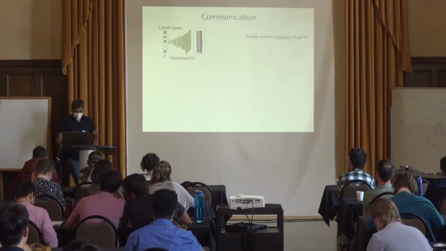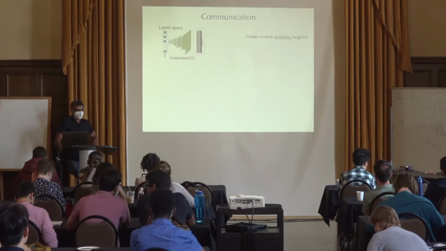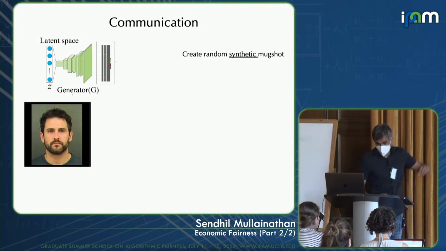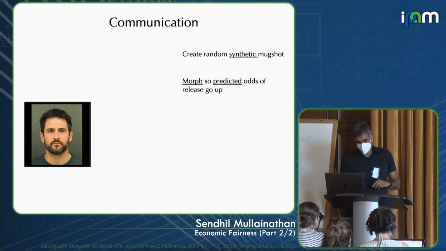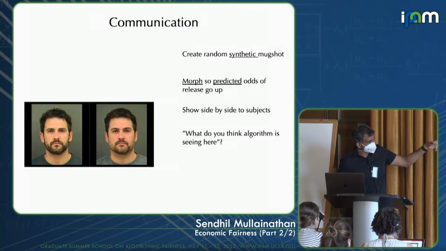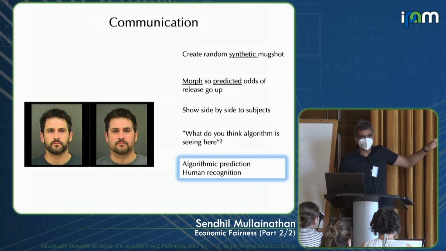So just so you walk through, here's exactly what morphing will look like. We'll take the latent model, so we'll generate something in the latent space. We'll morph using the supervised model so that the predicted odds of release go up. We'll show these side by side to subjects and ask, what do you think the algorithm is seeing here? That's the essence of it. So it'll go back to algorithmic prediction, human recognition.